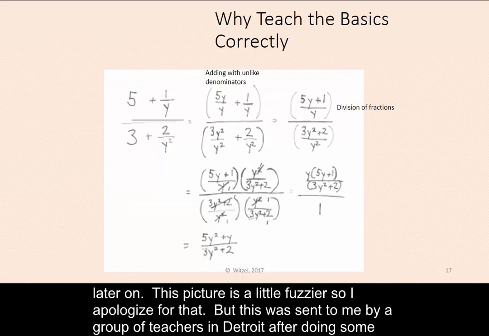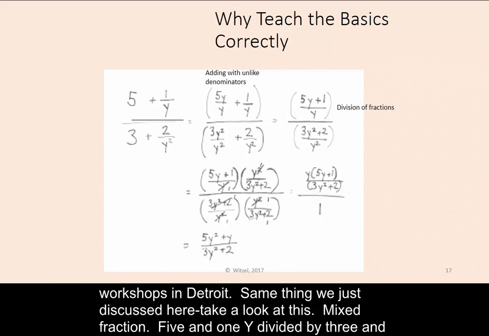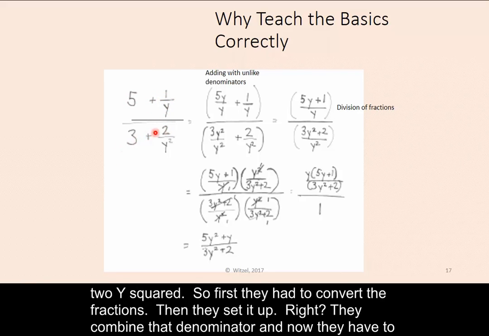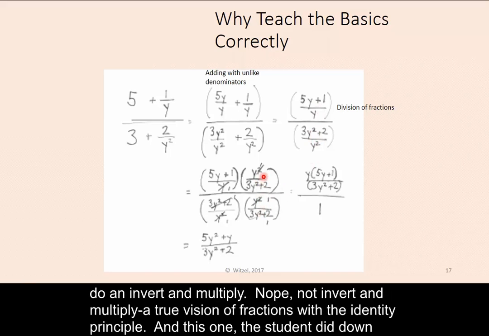This picture is a little fuzzier, so I apologize for that. But this was sent to me by a group of teachers in Detroit after doing some workshops in Detroit. Same thing we just discussed here. Take a look at this. Mixed fraction, 5 and 1y, divided by 3 and 2y squared. So first they had to convert the fractions. Then they set it up, right? They combine that denominator. And now they have to do an invert and multiply. Nope, not invert and multiply, a true division of fractions with the identity principle. And this one, the student down here wrote a 1 on it.